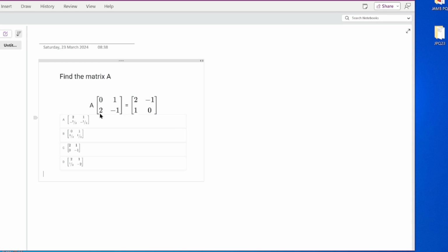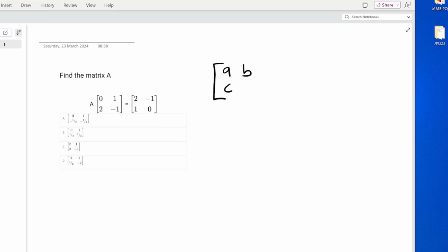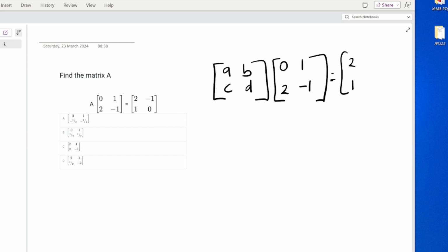And so let's go down, so by the time we start solving, we understand better. We have the value for A should be a, b, c, and d. Then we have 0, 2, 1, minus 1, equals 2, 1, minus 1, and 0. We have to multiply these two, and our result should be this.